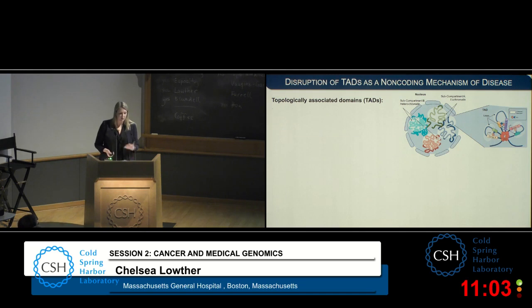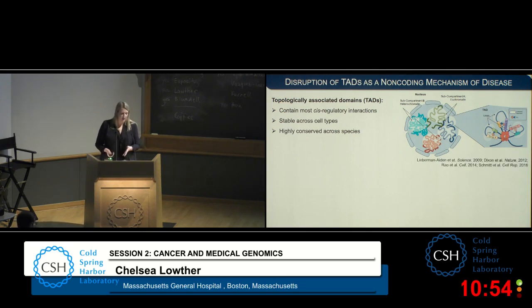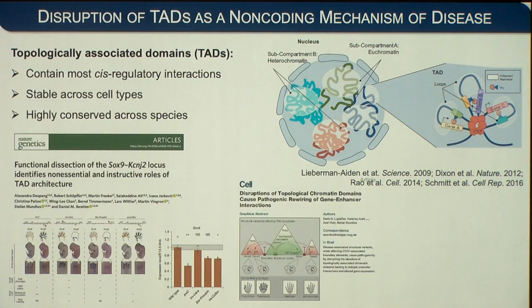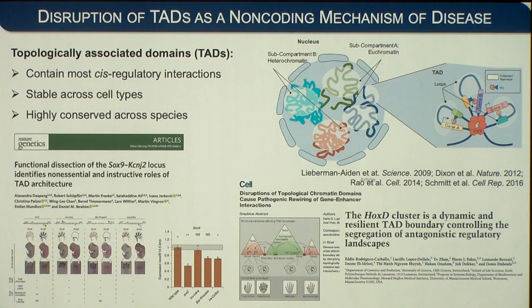So we know that TADs contain most cis-regulatory interactions, they're stable across cell types, and highly conserved across species. And there have been a number of exceptional functional studies that have come out in the last few years demonstrating that TAD disruption can result in abnormal phenotypes in animal models. However, what we don't know is how common is this pathogenic mechanism in humans, and are there certain TADs that are especially at risk for positional effects if disrupted?